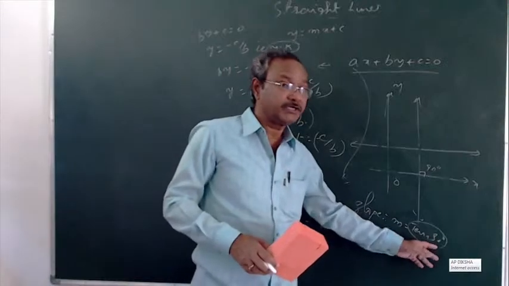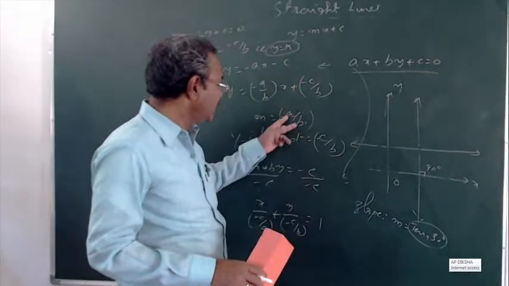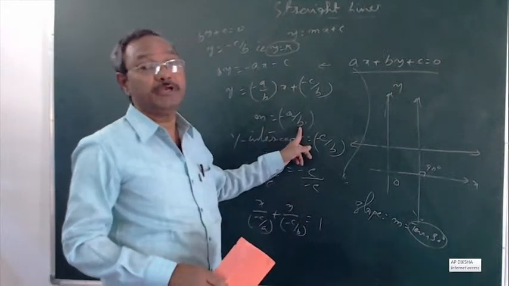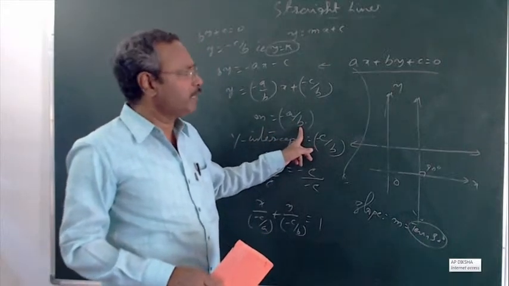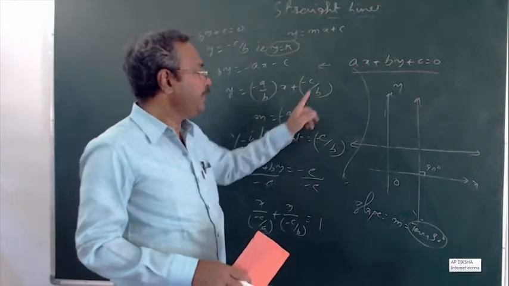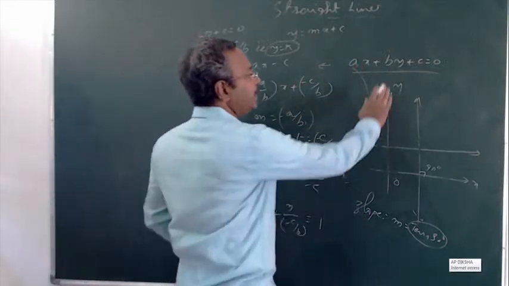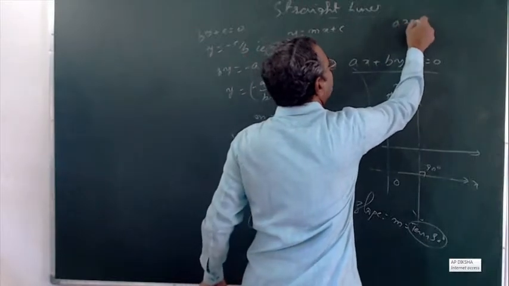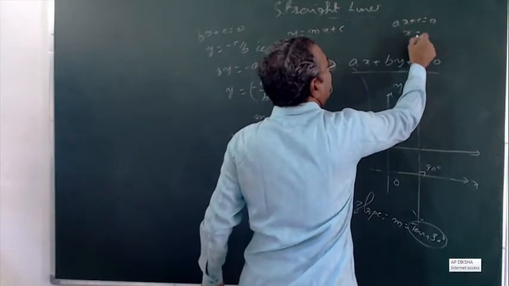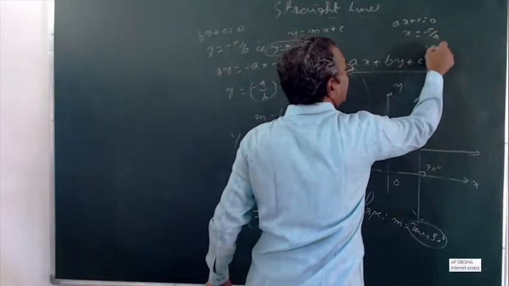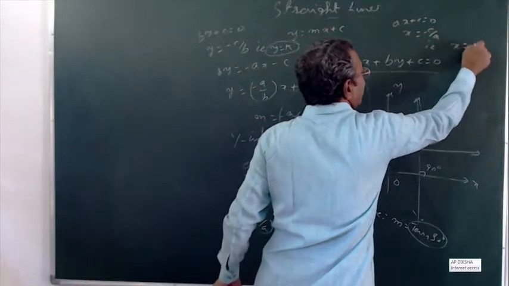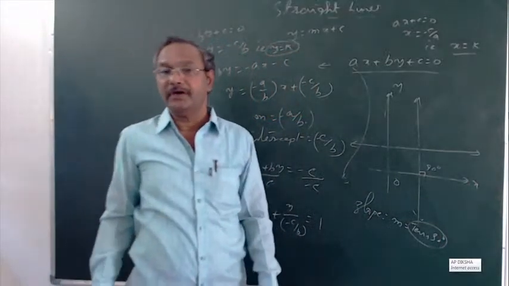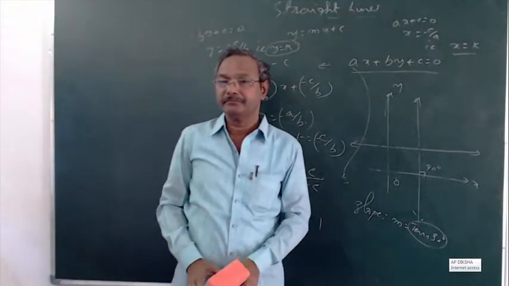That means the denominator should be equal to 0. So in this case, m is an undefined quantity, which means the denominator b has to be equal to 0. So what happens to this equation if b happens to be 0? If b is 0, the equation is reduced to ax plus c equal to 0, or x equal to minus c by a. That is the structure x equal to k. Okay.